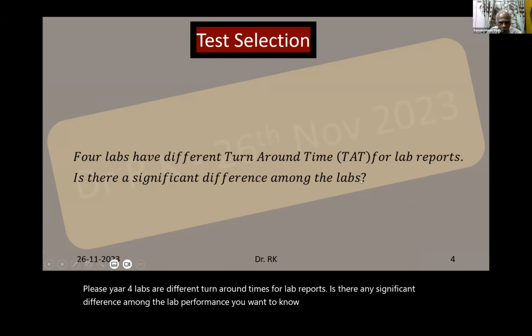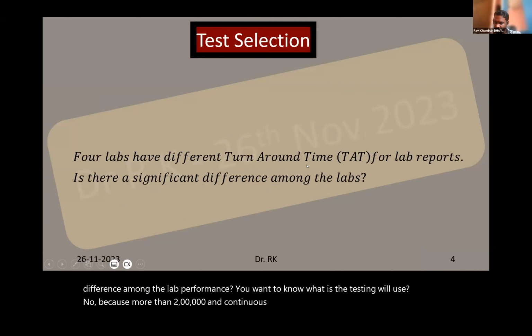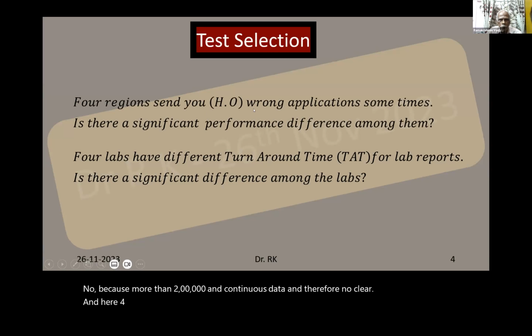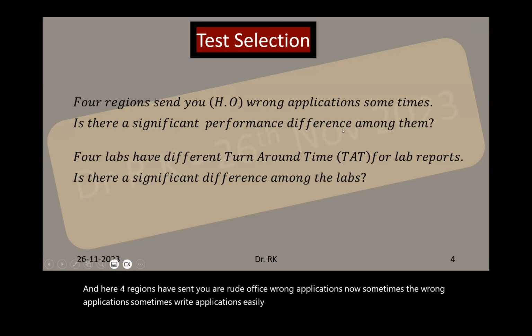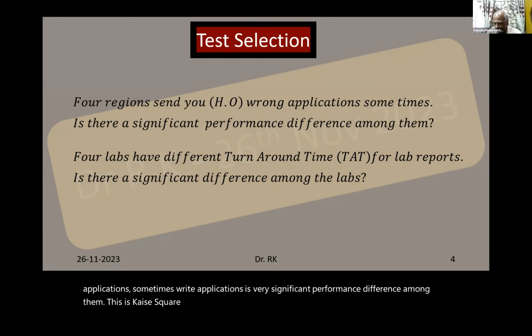What is the test you will use? ANOVA, because there are more than 2 labs and continuous data, therefore ANOVA. Clear? And here, 4 regions have sent your head office wrong applications. Sometimes there are wrong applications, sometimes right applications. Is there a significant performance difference among them? This is the chi-square test. Okay, clear?